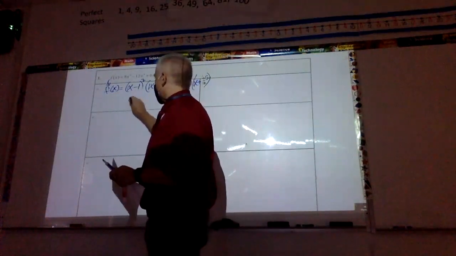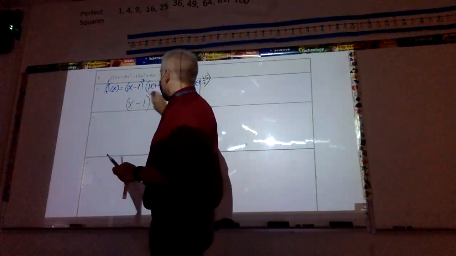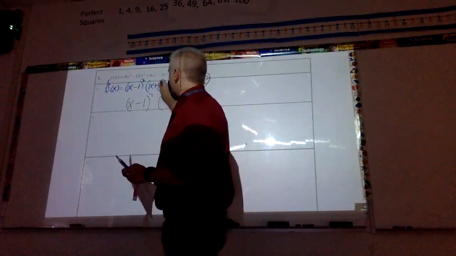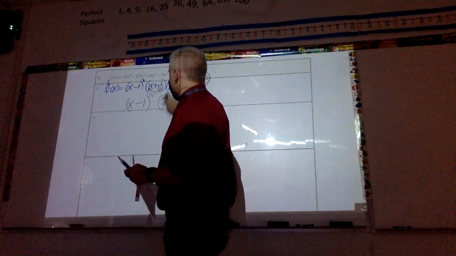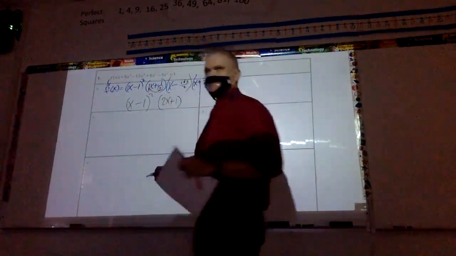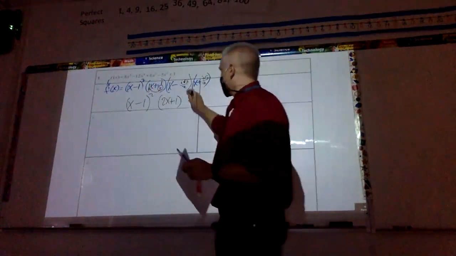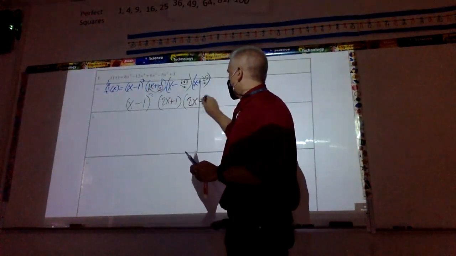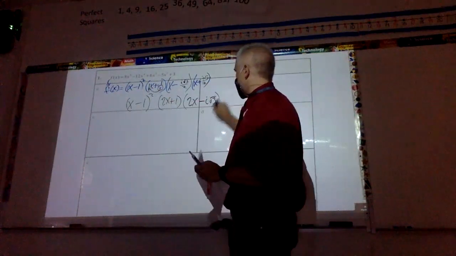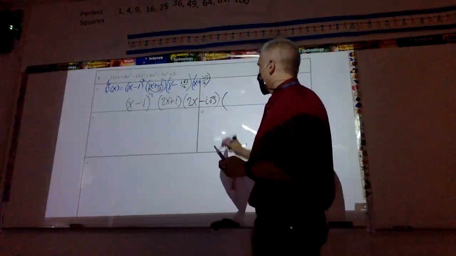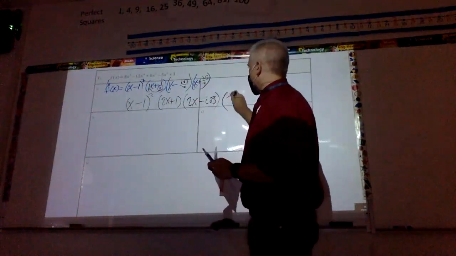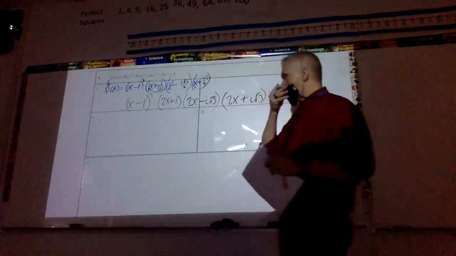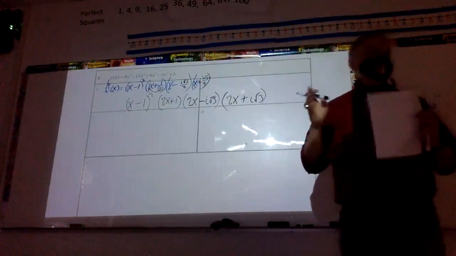So x minus 1 is fine. But for this to be a half, I'm going to slide that 2 in front. It's going to be 2x plus 1. I'm going to slide this 2 in front. It's going to be 2x minus i root 3, and 2x plus i root 3. It's pretty simple.